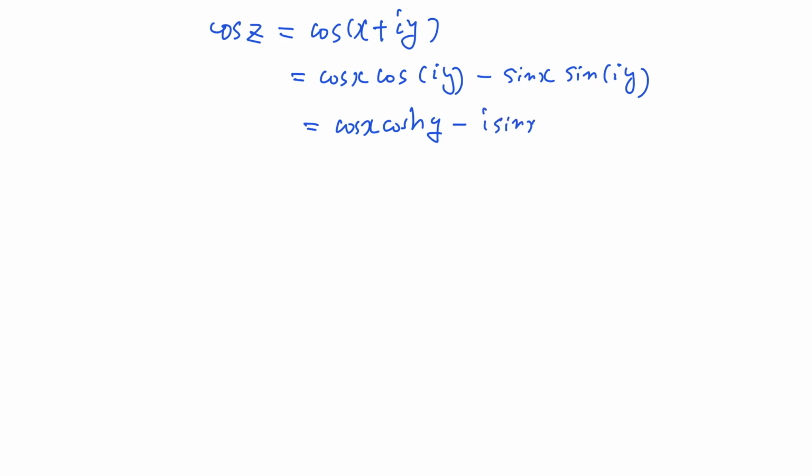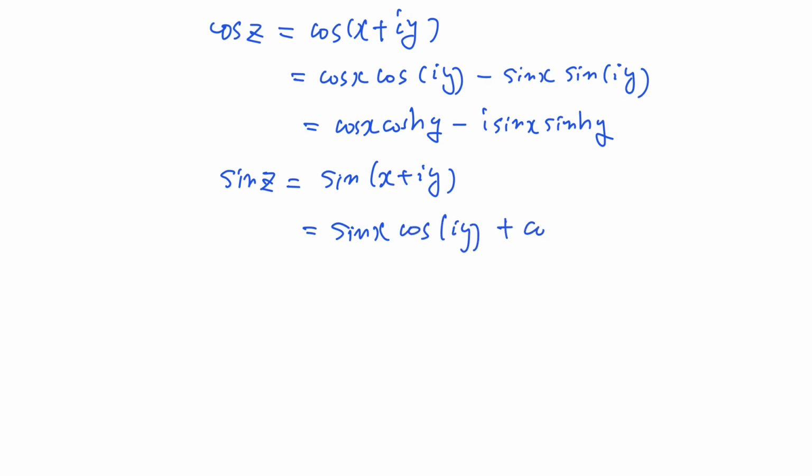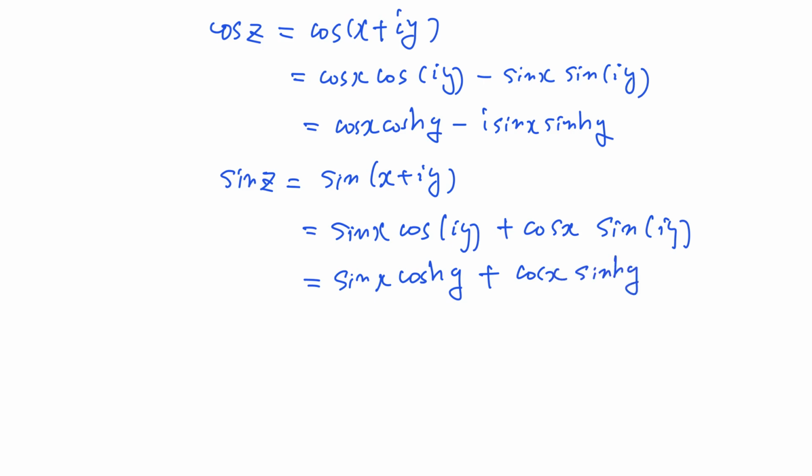minus i sine x sine hyperbolic y. Sine z is sine of x plus iy, which is sine x cosine iy plus cosine x sine iy, which is sine x cosine hyperbolic y plus cosine x sine hyperbolic y, with an i in front of the argument.